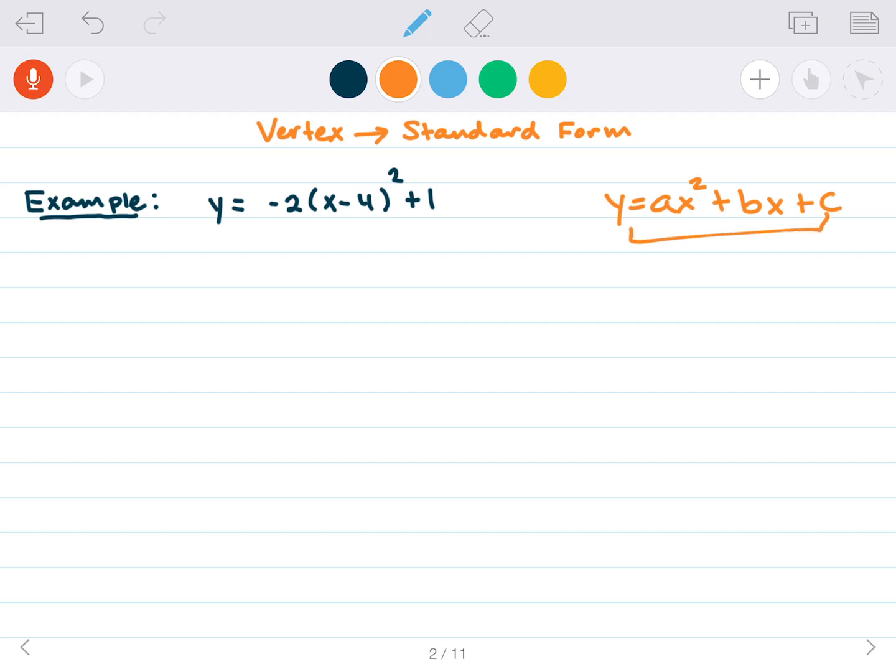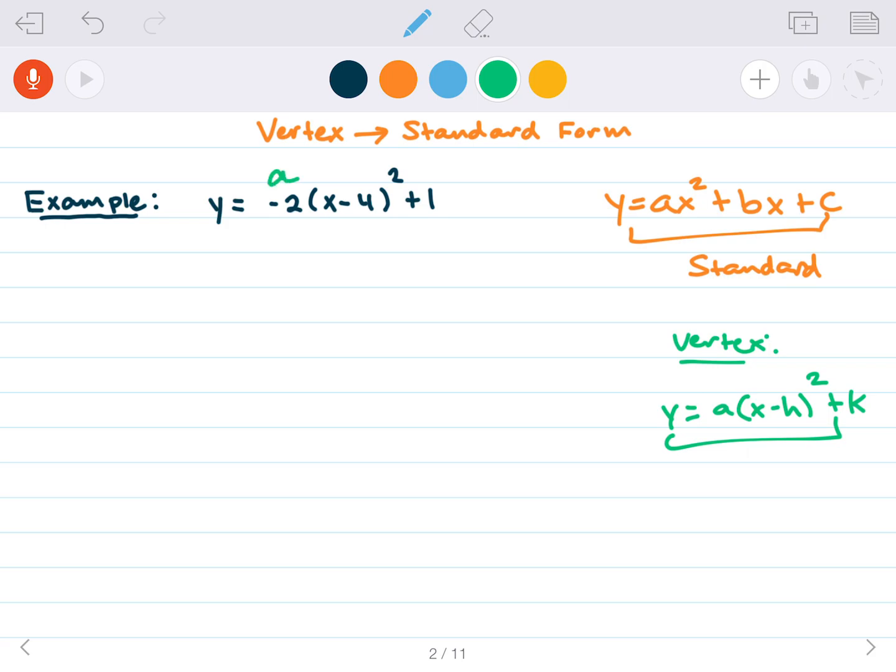So this was our standard form. And our vertex form is going to be y equals a times x minus h squared plus k. So that's our vertex form. So here we're in vertex form. We have a is -2, h is 4, and k is 1, and we want to go into standard form.